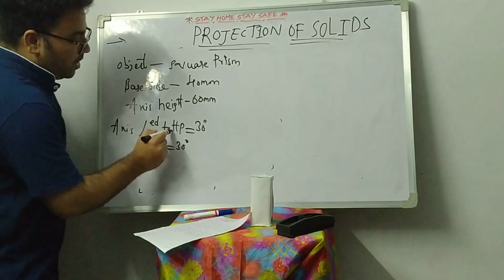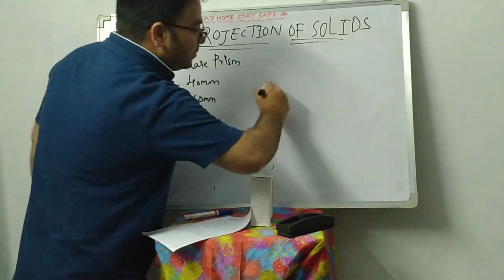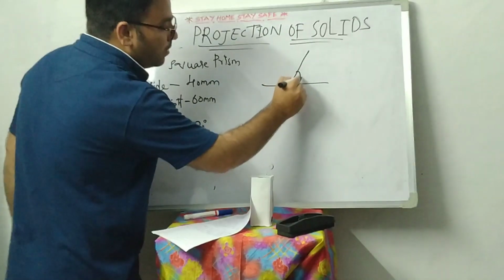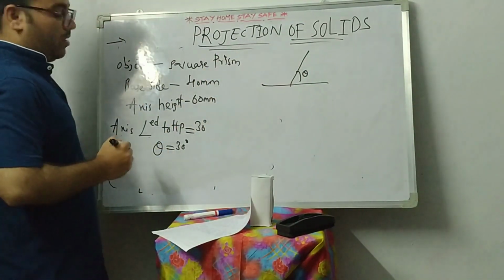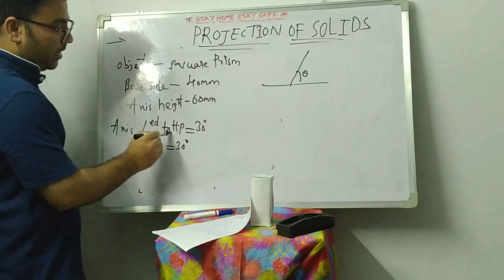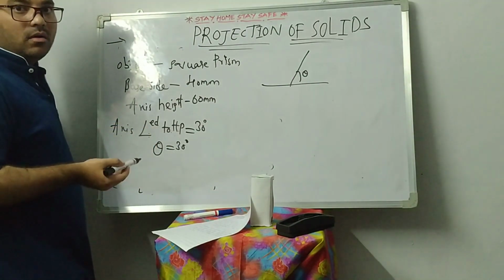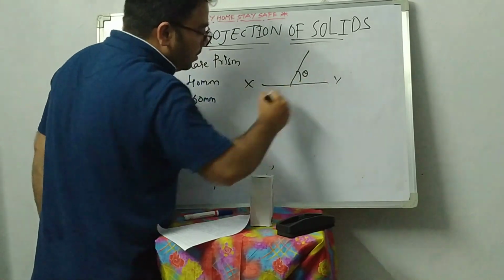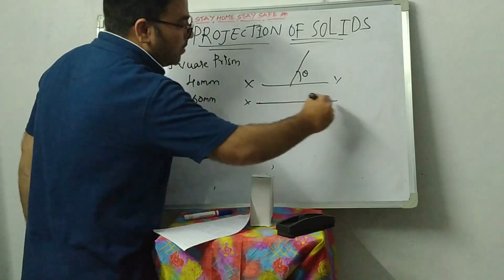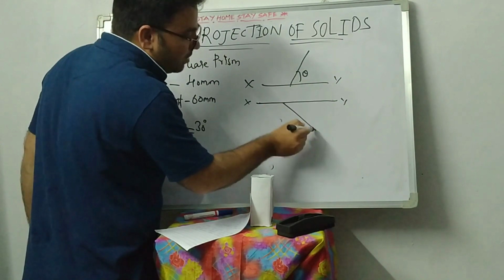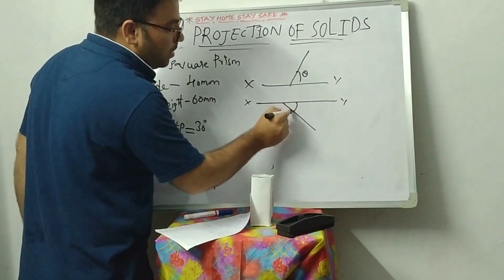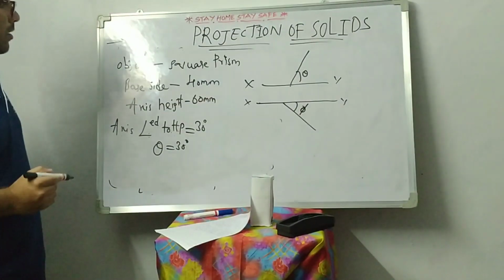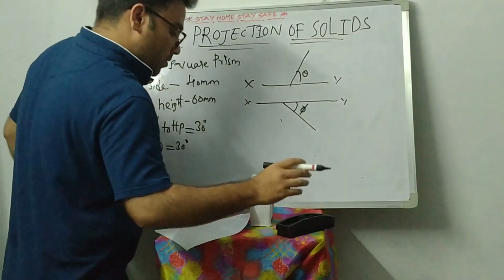Whatever the axis is, that axis should be represented above the XY line. For example, if the axis is inclined to the VP, then we have to draw the axis downwards from the XY line, and it is represented by phi.